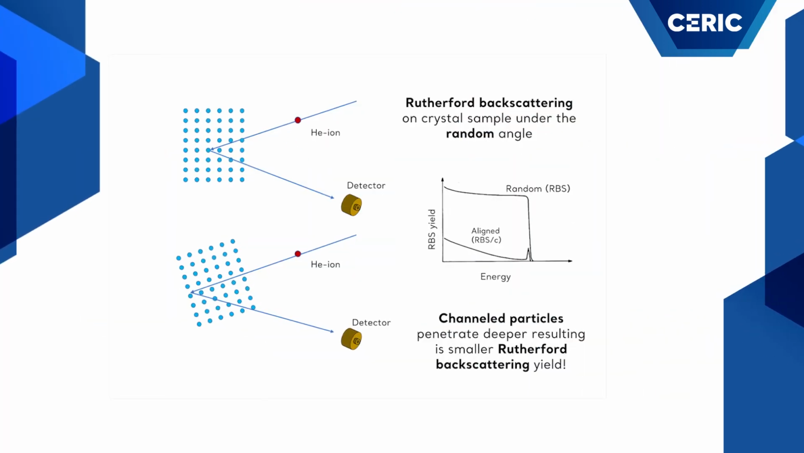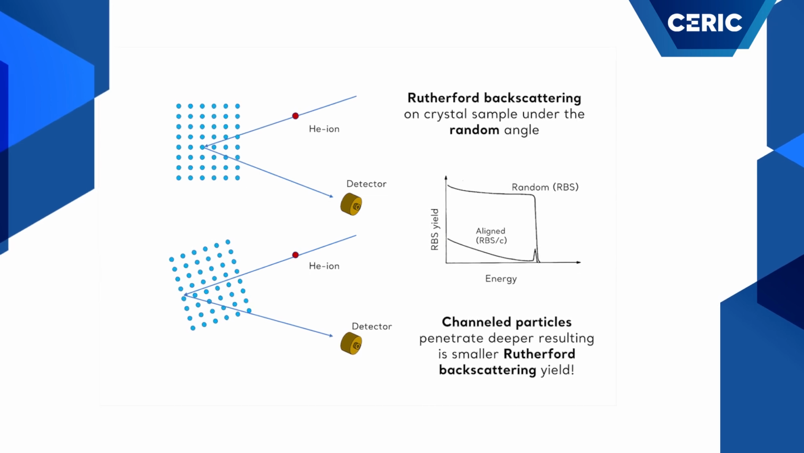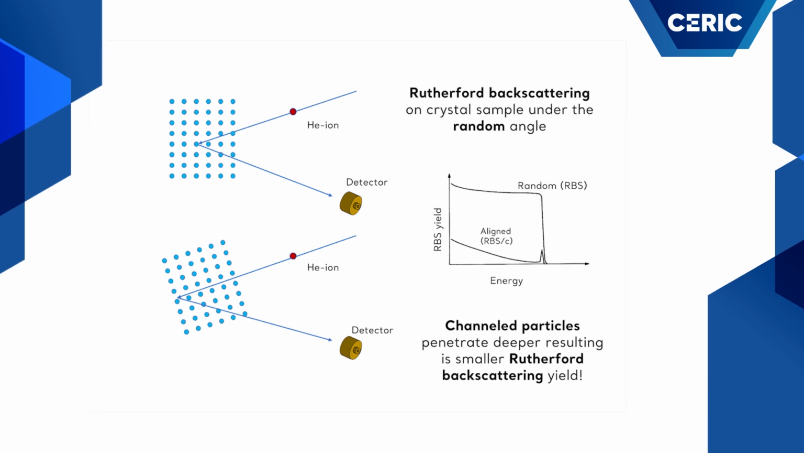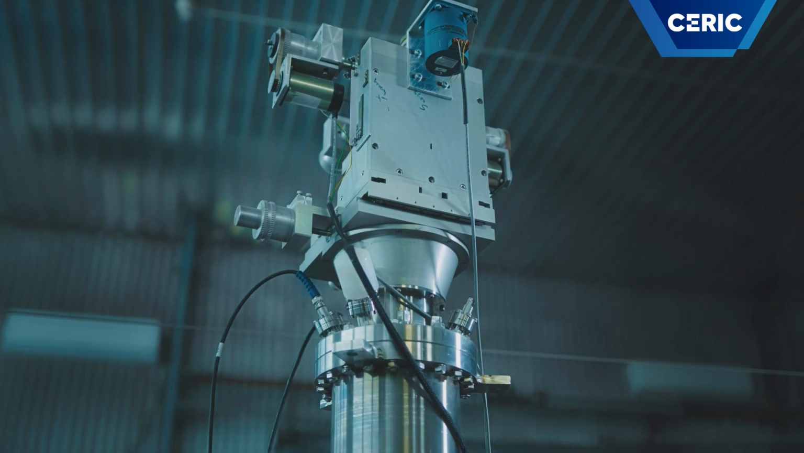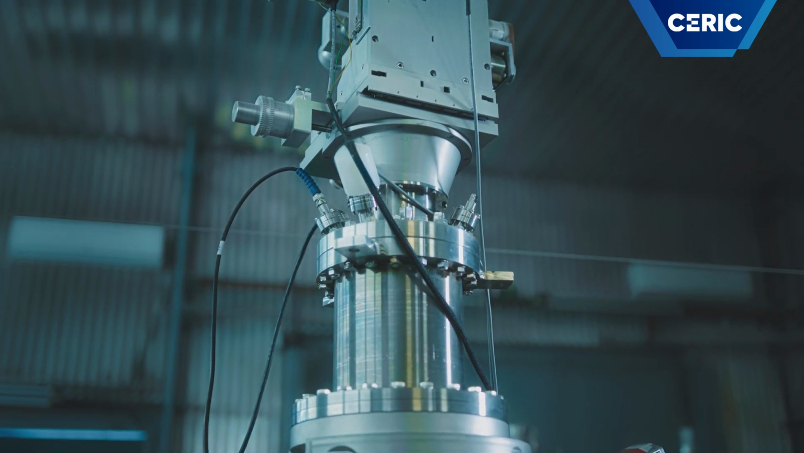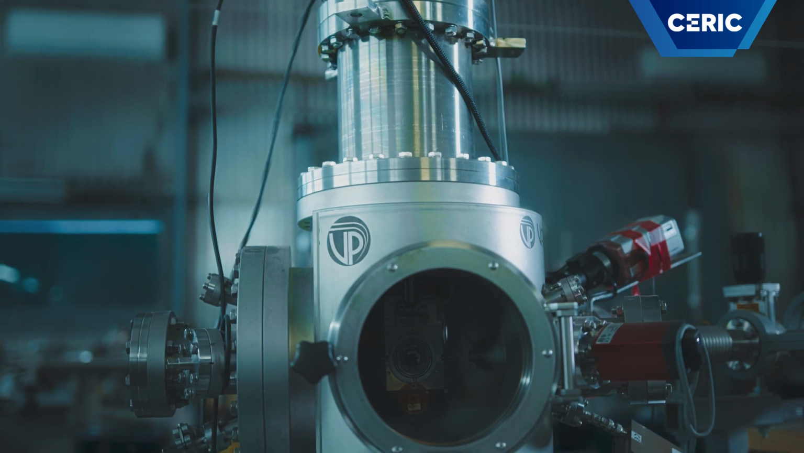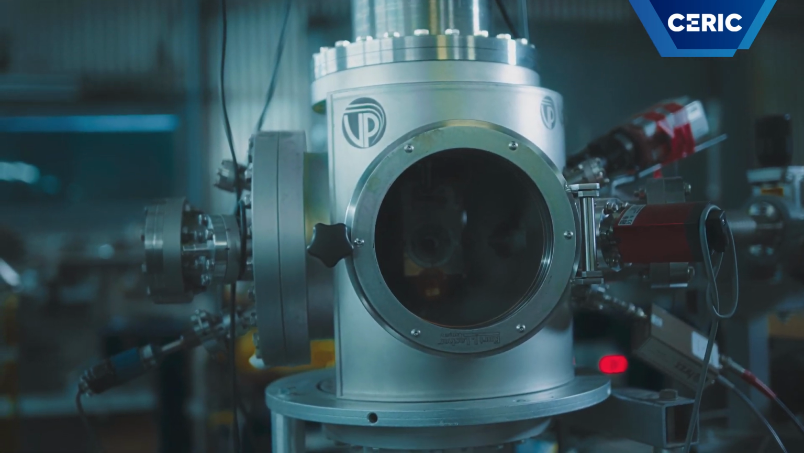In the case of single crystal samples, if the incoming ion beam from the accelerator is aligned with the main crystallographic axis, a drastic decrease of the backscattering yield will occur since ions can pass through the crystal lattice without significant scattering. This effect is called ion channeling and can be used to investigate the crystal lattice properties, its quality, defects, crystal amorphization by irradiation, elastic strain, etc.